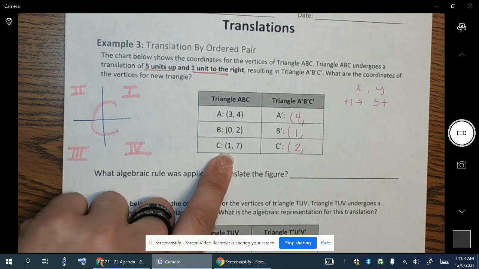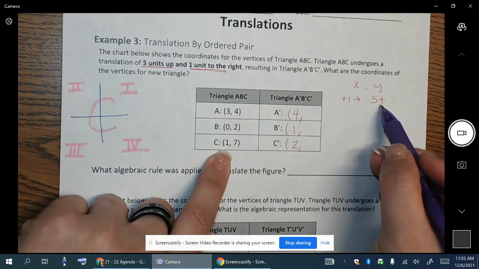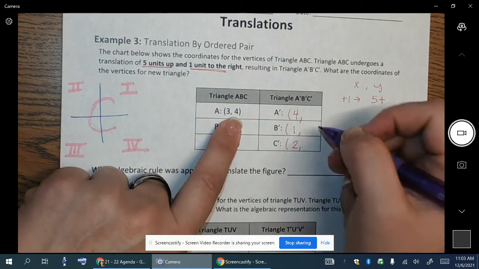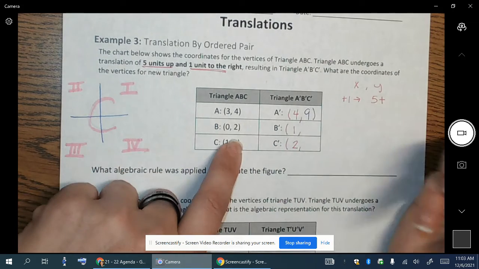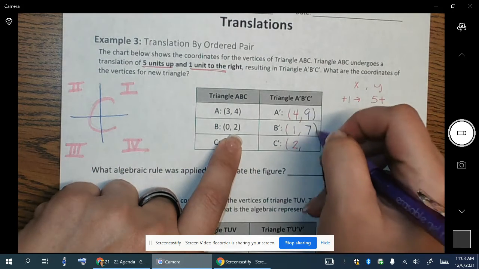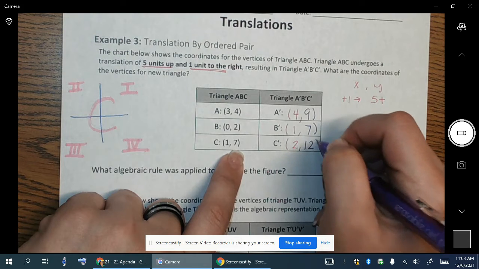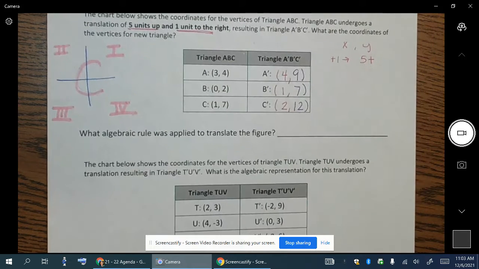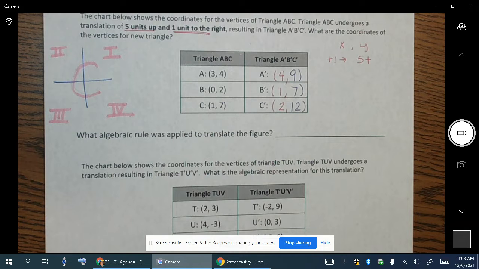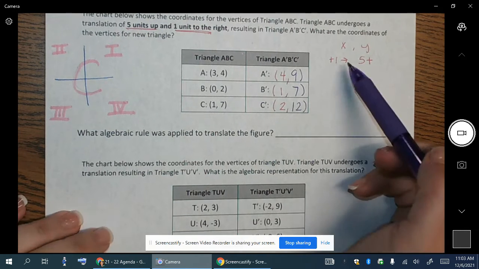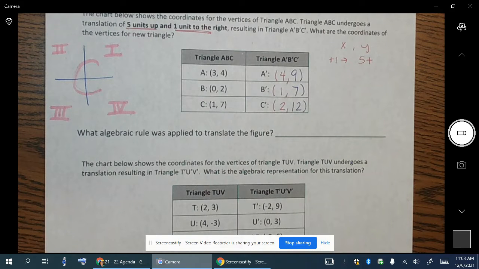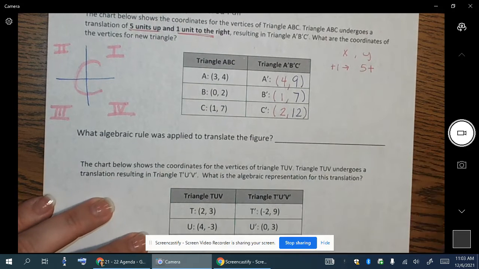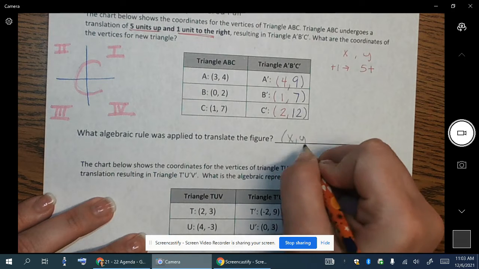That's all. My y values, what am I having to do? Going up 5, so I'm adding 5. So what's my new y value? 9. 7. 12. Okay? So that's all you're doing. When you don't have the picture, all you have to do is add to each one. Now these were easy because they were all positive. It gets a little bit trickier when they're not all positive. Let's write our algebra. What does algebra always start with? X, Y. Always, always, always.